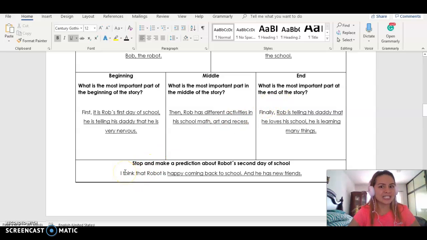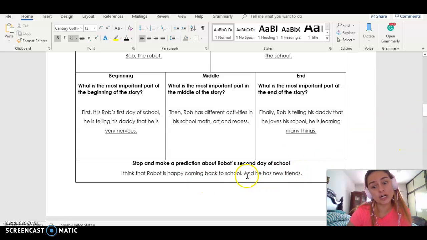And the last part is really interesting because it's talking about predictions. So we can see that predictions are not only for science; we can also predict what will happen on the second day of school for Robot. So we say that I think Robot is going to be happy coming back to school. Why do we predict this? Because at the end, Rob is telling Daddy that he loves school, so he likes school. So that's why we predict that maybe the second day of school is going to be happy also.